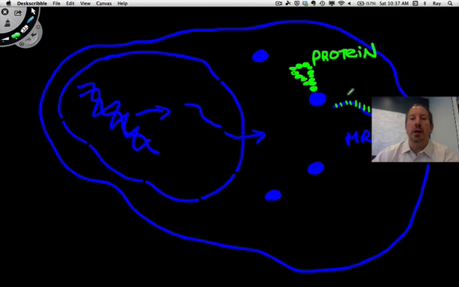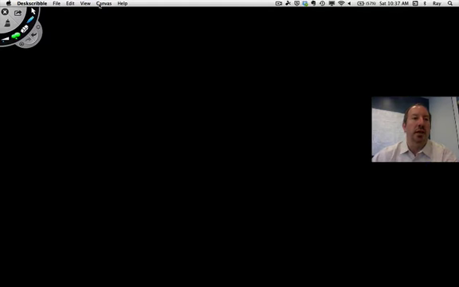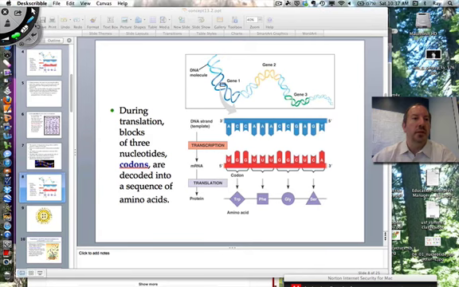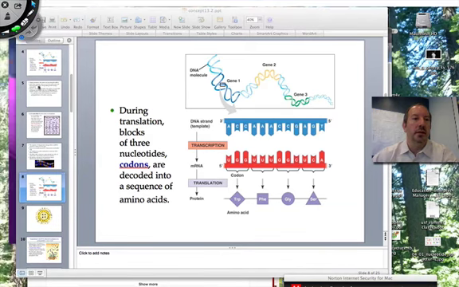And so what we're talking about is this process. How is the genetic code read or translated into a polypeptide? And that occurs on a ribosome in the cytoplasm. And so let's get right into that conversation if we can. Let's go back here, and let's go here, and then here.